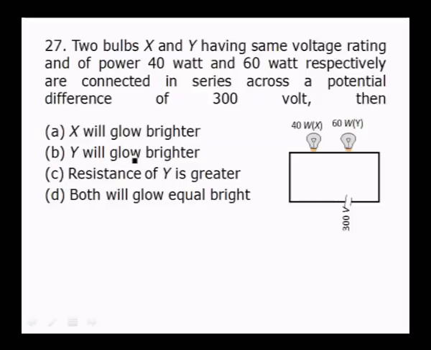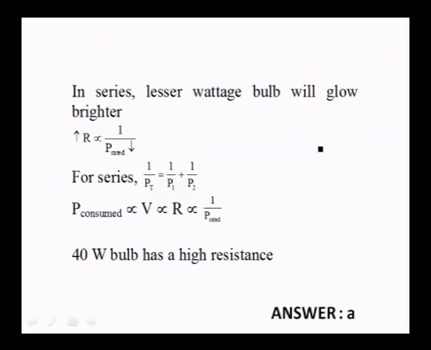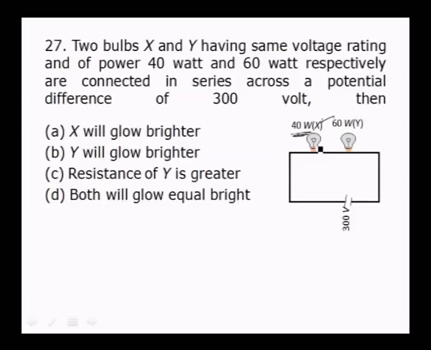See, the concept is very simple. When the bulbs are connected in series, okay, the lower wattage bulb will glow brighter. That is the concept. So therefore, this is X. The lower wattage, that is equal to 40. This is 60. Therefore, this value is 40 watt. This is X. Therefore, X will glow brighter. So therefore, the correct option for this is A. Okay, when they are connected in series, lower wattage bulbs glow brighter than the higher wattage ones.